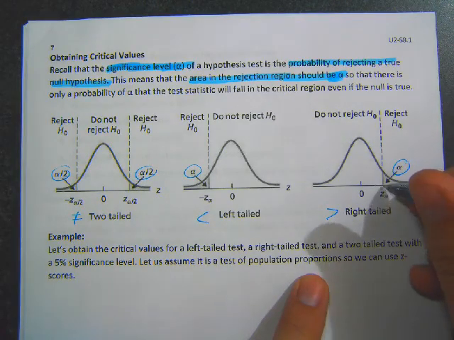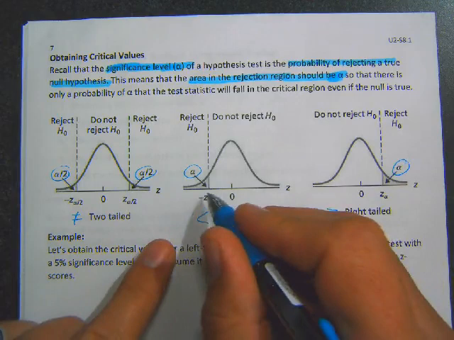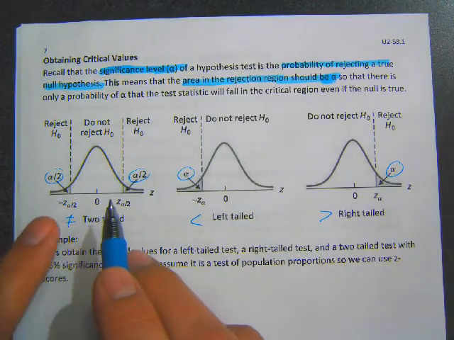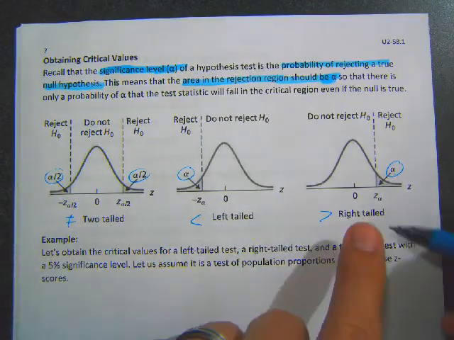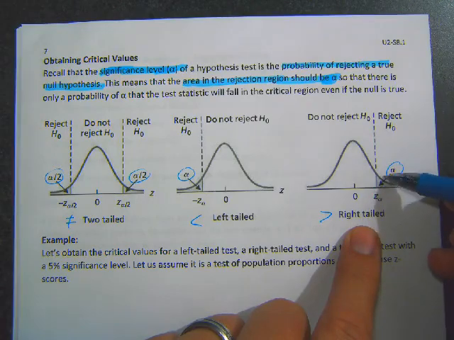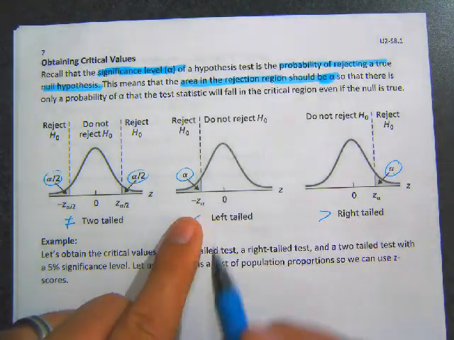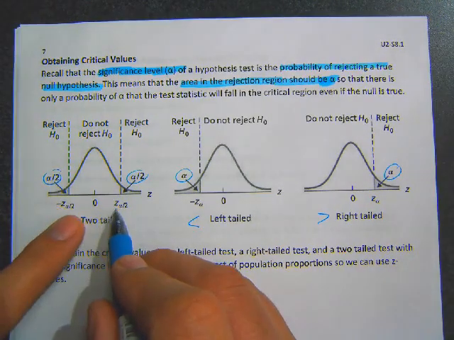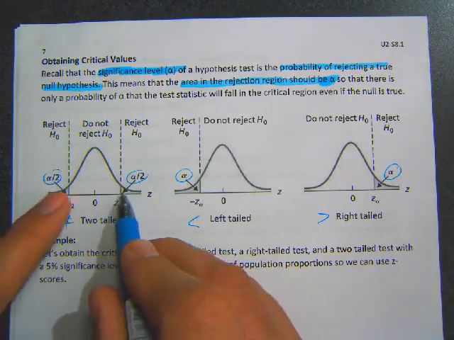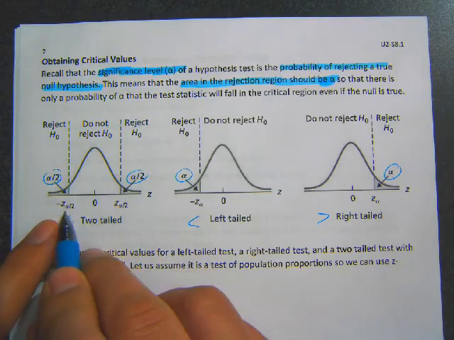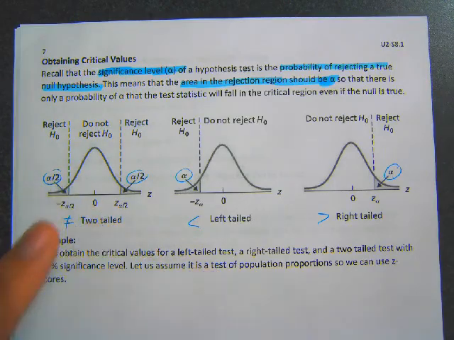So notice that the z-scores are going to depend on if you're doing two-tailed, left-tailed, or right-tailed. If we're doing right-tailed, the z-score has alpha to the right. If you're doing a left-tailed, the z-score has alpha to the left. If you're doing two-tailed, they both have alpha over 2 to the side. They have half of alpha on each side. So you're not going to have a whole alpha on one side, you have half of it on one side.